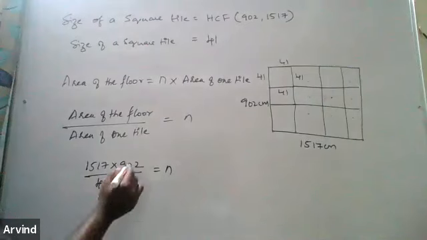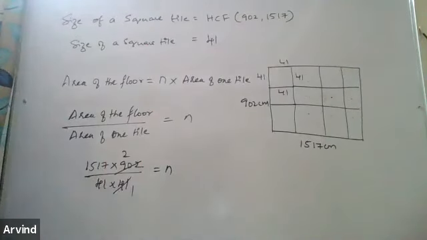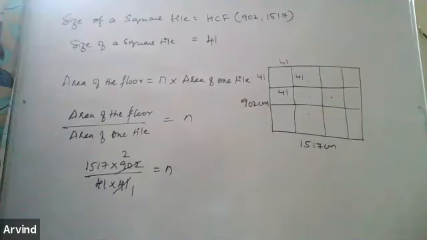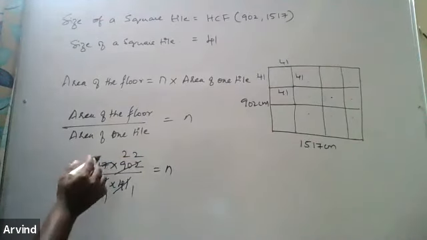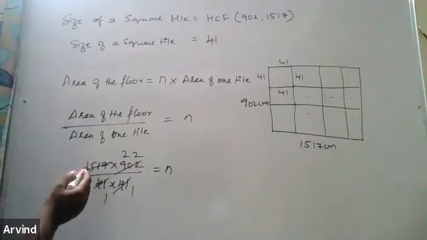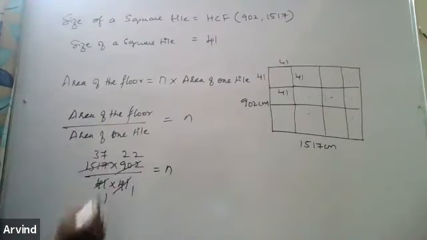41 ones are 41, 41 twos are 82. Sir, 814 times. Okay, 41 ones are 41, 41 twos are 82, 8 carry again, 41 ones are 41. How many is it? 37. Okay, I trust.